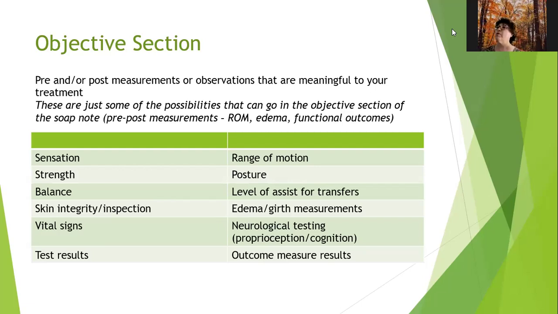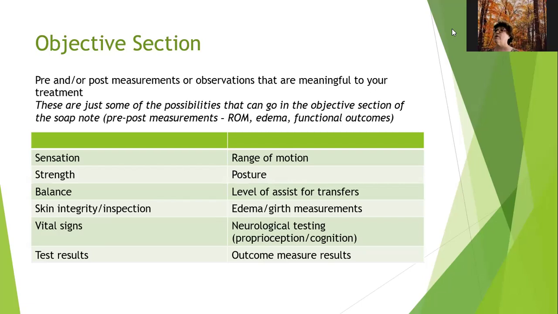Neurological testing, proprioception, cognition. You could say the patient's ability to perform home exercise program was limited by cognition. Maybe they just can't do something like that. Maybe you have to simplify their program. You can include outcome measure results.